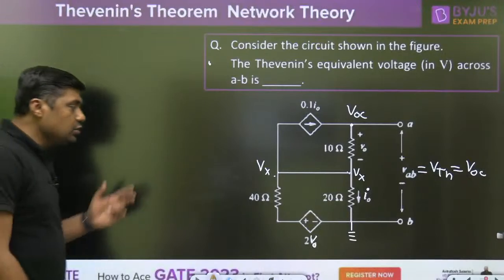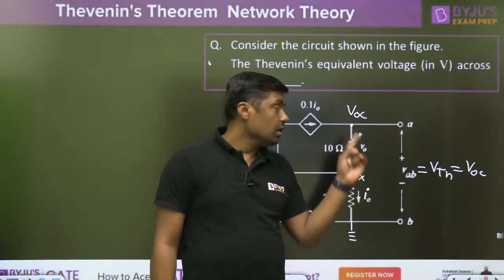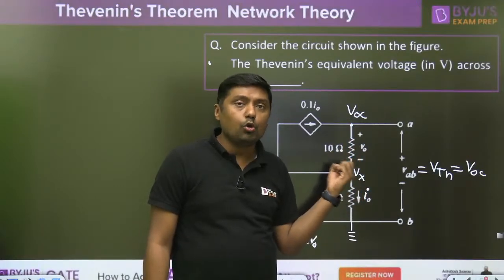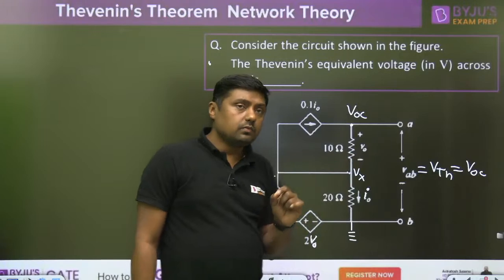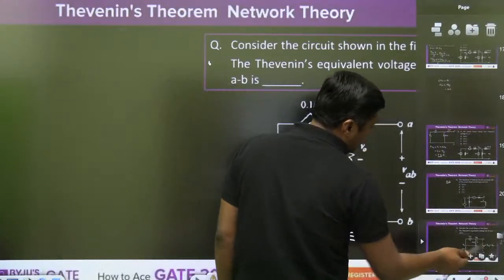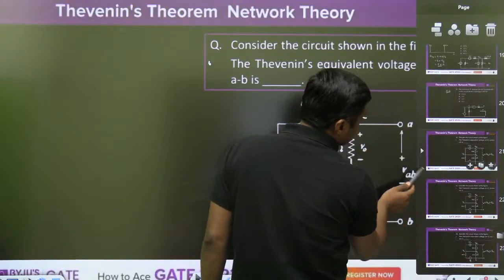Now we have two unknowns in this diagram. What are the unknowns? VOC and Vx. And then you can find the value of VOC. Right? I am just giving you the very simple method. Then we can solve by using different methods. Right, watch this.